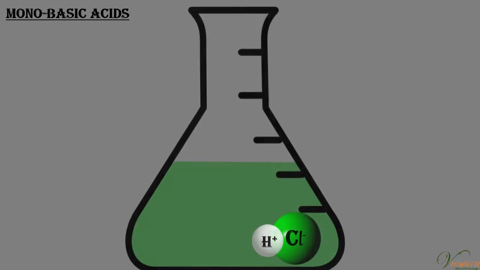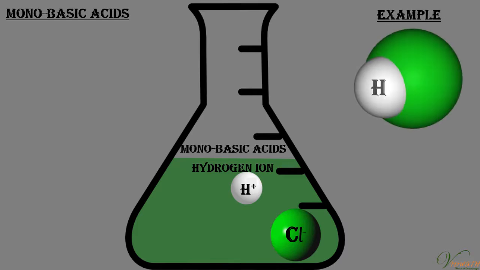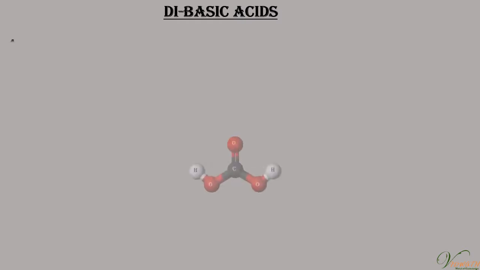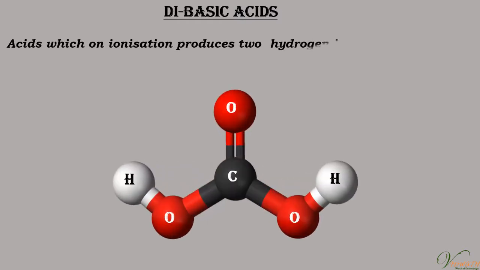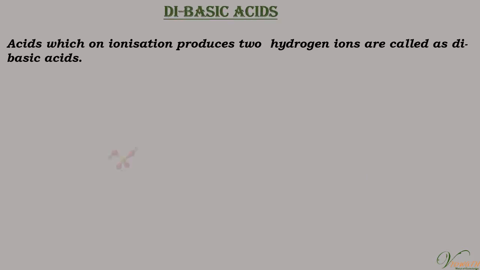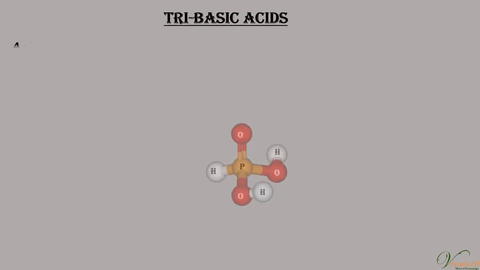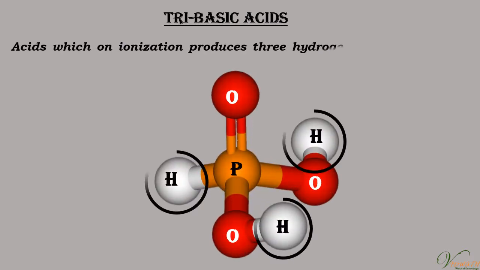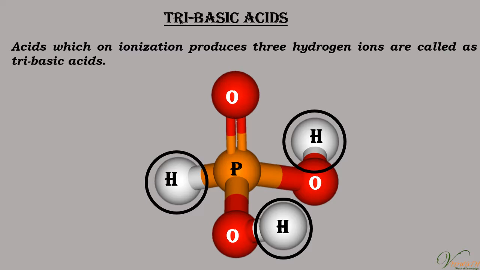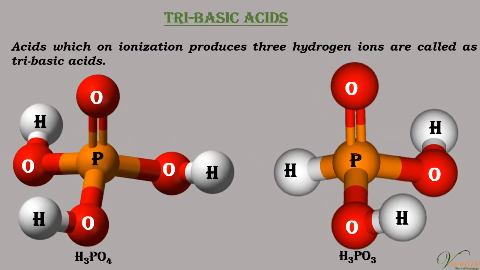Monobasic acids. Acids which on ionization produce one hydrogen ion in water are termed as monobasic acids. Example, hydrochloric acid. Dibasic acids. Acids which on ionization produce two hydrogen ions are called dibasic acids. Example, sulfuric acid, carbonic acid, etc. Tribasic acids. Acids which on ionization produce three hydrogen ions are called tribasic acids. Example, phosphoric acid and phosphorus acid, etc.